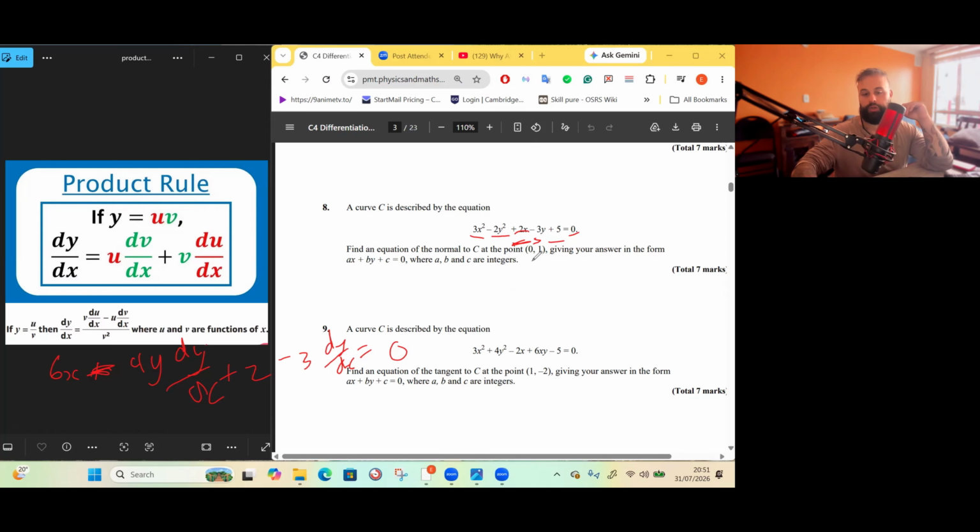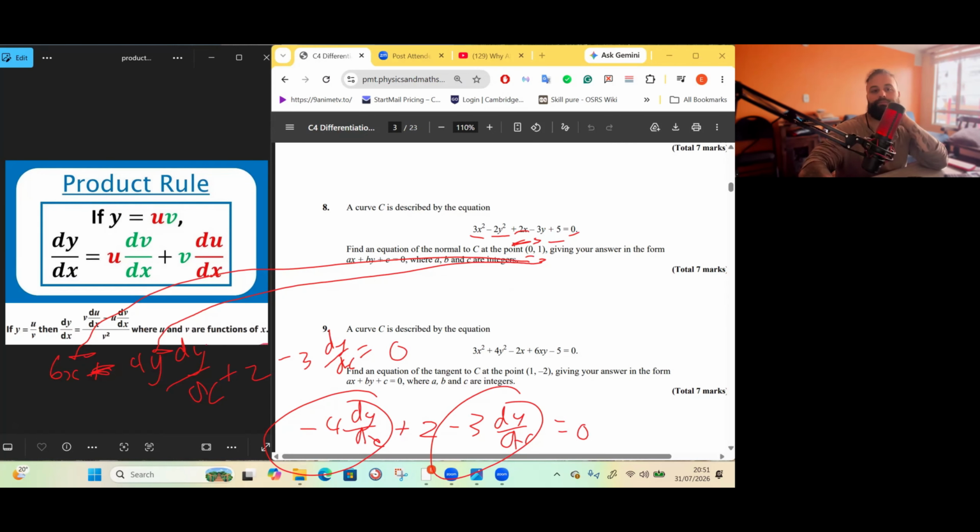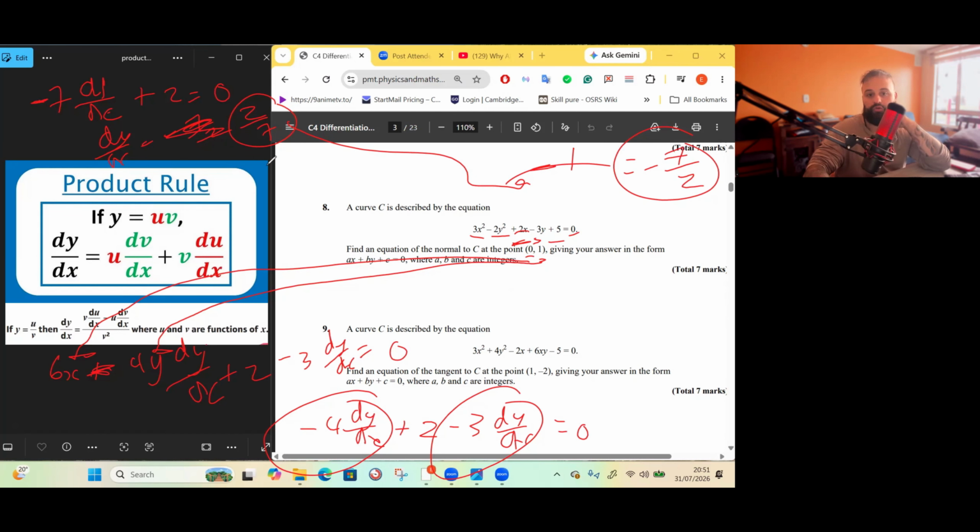So we're going to substitute the number 0 as x over here, and we're going to put the number 1 as y over there. So we get something that looks like that. Now this and this makes -7 dy by dx plus 2 equals 0, and rearrange this to make dy by dx the subject, which becomes -7 over 2. Sorry, it becomes actually 2 over 7, okay? But because we're looking for the normal, we just do -1 divided by 2 over 7, and we get -7 over 2, and that is our gradient.